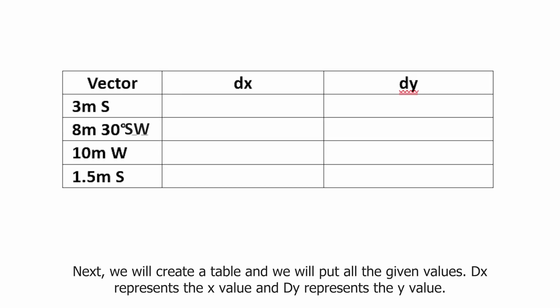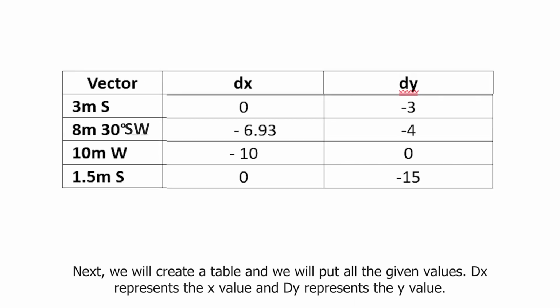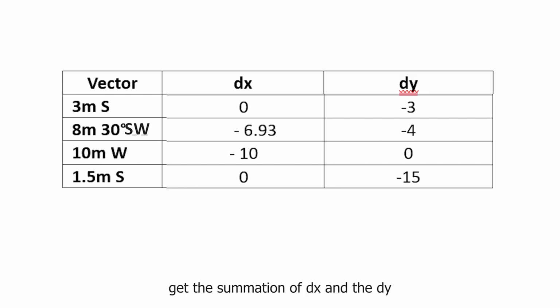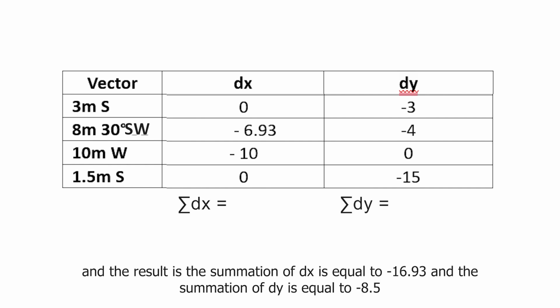Next, we will create a table and we will put all the given values. Dx represents the x value and dy represents the y value. Get the summation of dx and dy, and the result is the summation of dx is equal to negative 16.93 and the summation of dy is equal to negative 8.5.